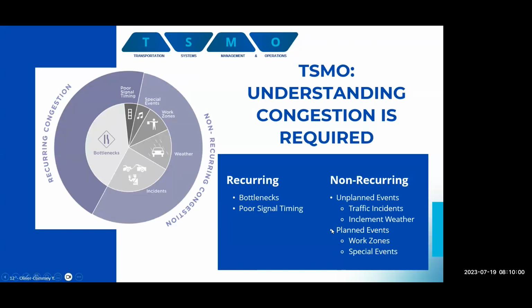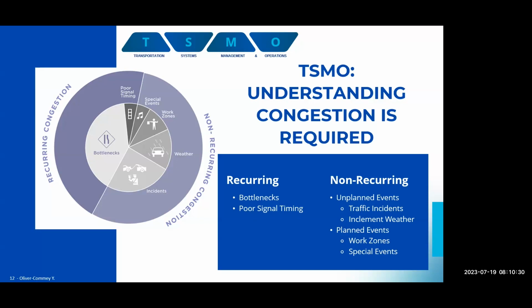Now, in understanding congestion, we tend to have two broad areas of congestion, which is the recurring one and the non-recurring. Recurring is pretty much what most of us have probably sat in already this morning. You know it's there. It's a pretty constant thing that shows up every day. And those we usually tend to classify as the bottlenecks where capacity has been reached, or it could be just a product of poor signal timing or signals that aren't working.